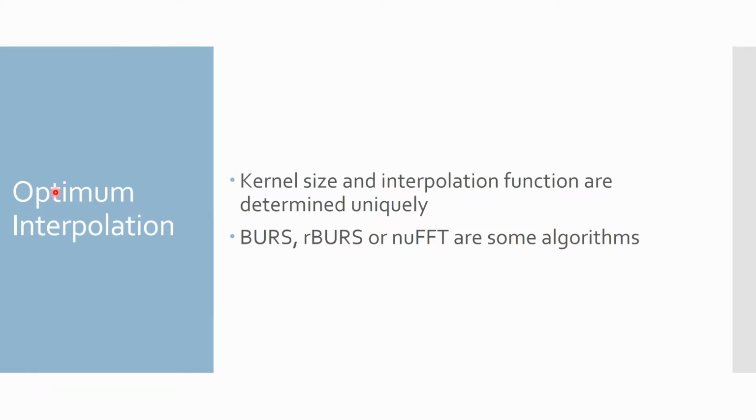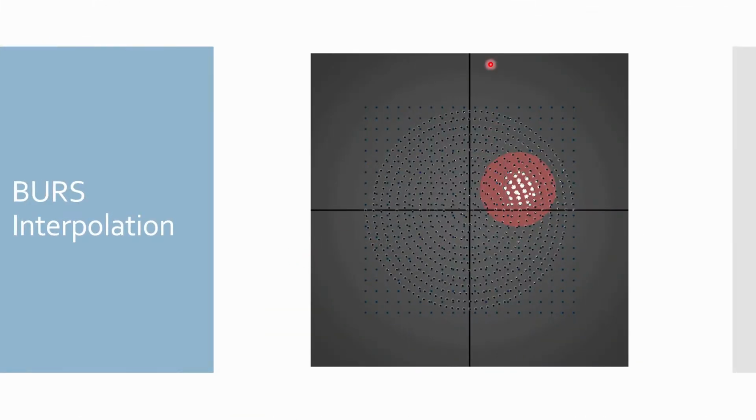Now, let's talk about optimum interpolation. In optimum interpolation, unlike the data-driven interpolation method, the kernel size and the kernel interpolation function are determined uniquely for each grid point. BURS, regularized BURS, and NUFFT are some of the algorithms in use. Here, the red area represents the neighboring points in the Cartesian domain, whereas the white squares, which are highlighted, represent the neighboring points in the non-Cartesian domain. As you can see, their sizes are different.